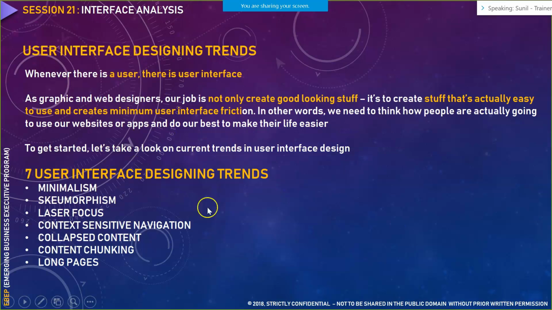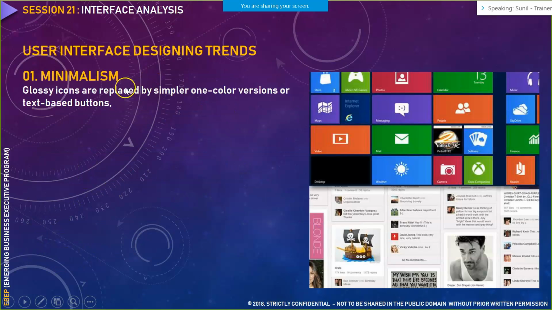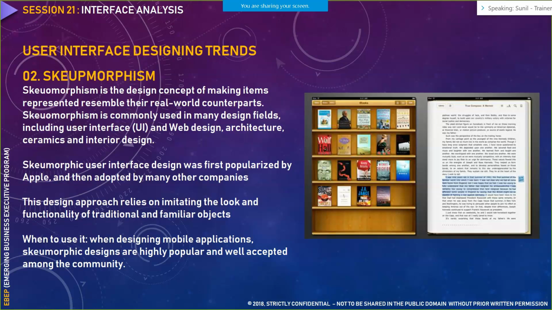Now in these nature of projects wherein your projects are heavily influenced by the design layouts created by graphic and web designers, and you are working as a business analyst, you need to consider these 7 things when it comes to designing your user interface. Now what are these 7 designing trends? Now the very first thing is minimalism. Glossy icons are replaced by simple one color version or text based column.